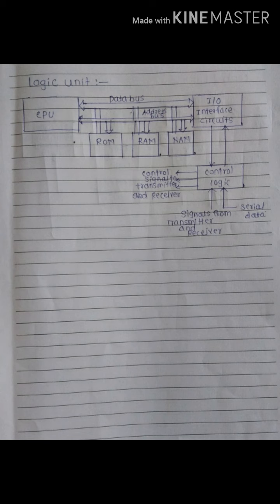This means the logic unit consists of RAM, ROM and a number assignment module along with the input output interface circuit and control logic. The number assignment module carries data such as the mobile identification number and the service identification number. And this data is programmed by the service provider when the particular user activates the respective service.